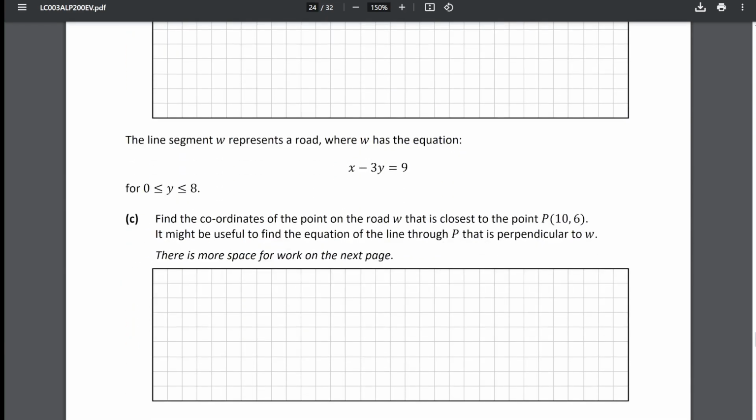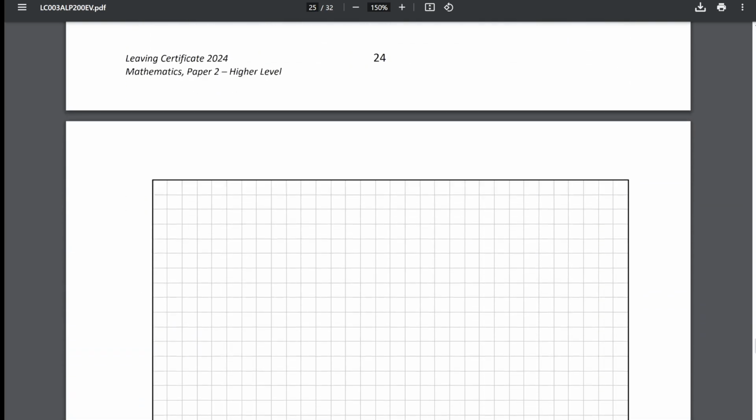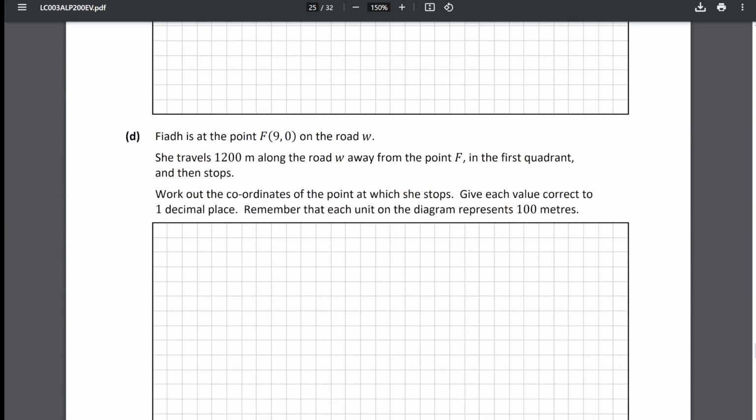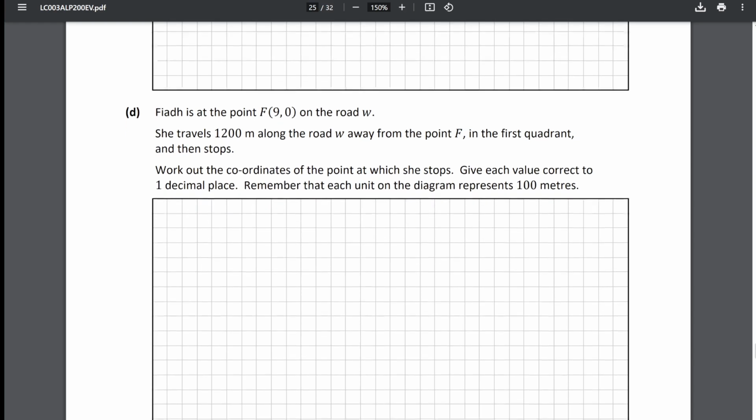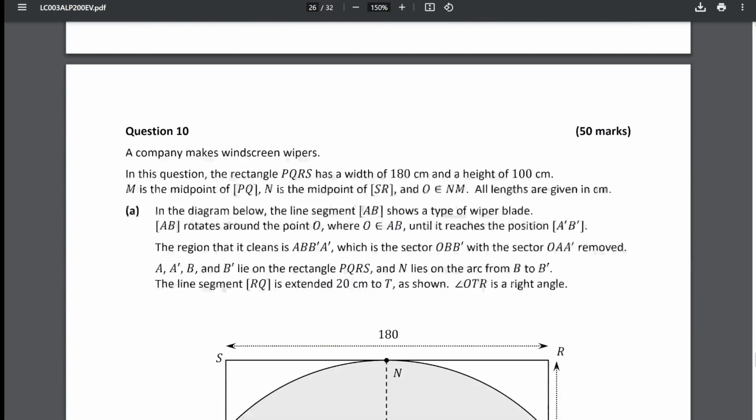Yeah, this was the one where you had to find the closest point. It literally gave you what to do, which I thought was a bit weird. They begin with a lot of hints, but I guess they want to learn from their mistakes of last year's paper. And then this one was sort of using some tricks with slope. So overall, a fine question.